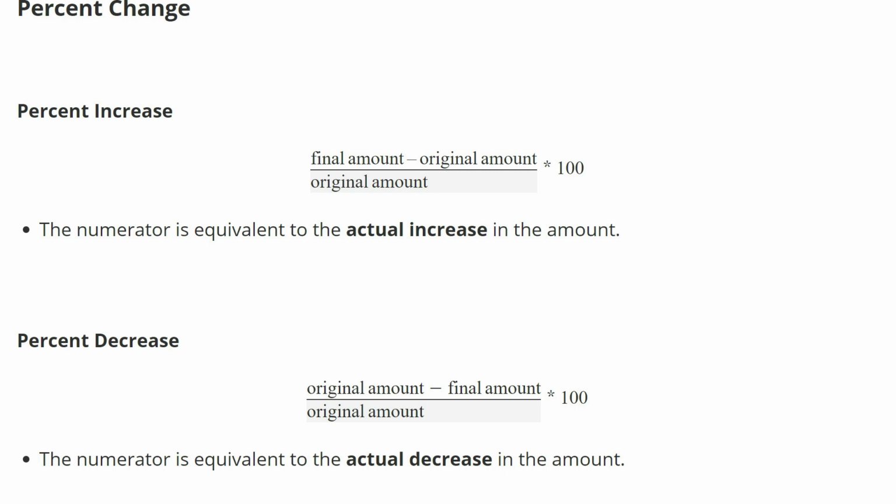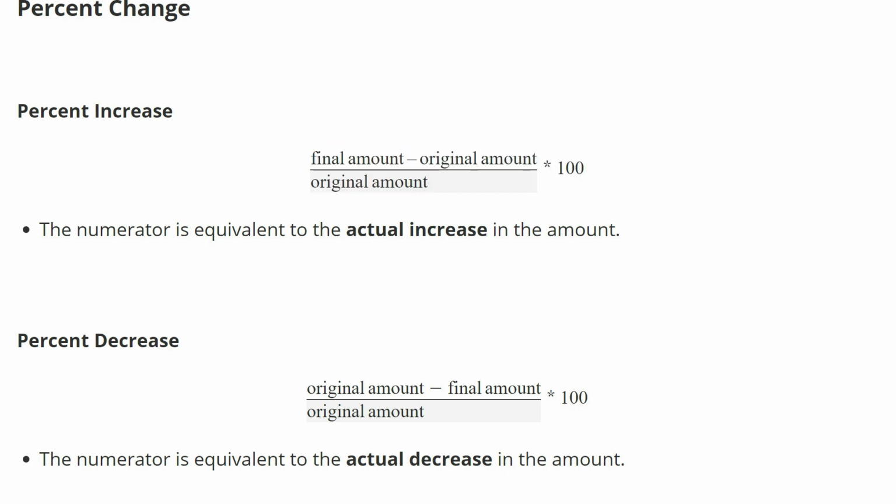Say the numbers have gone from 100 to 75. So the new final amount is 75 and the original was 100. Put that into the formula and out will pop minus 25. And that minus tells you that it's a percent decrease. You don't need a new formula. The minus will tell you it's gone down by 25%. So there's only one formula you need to memorize.